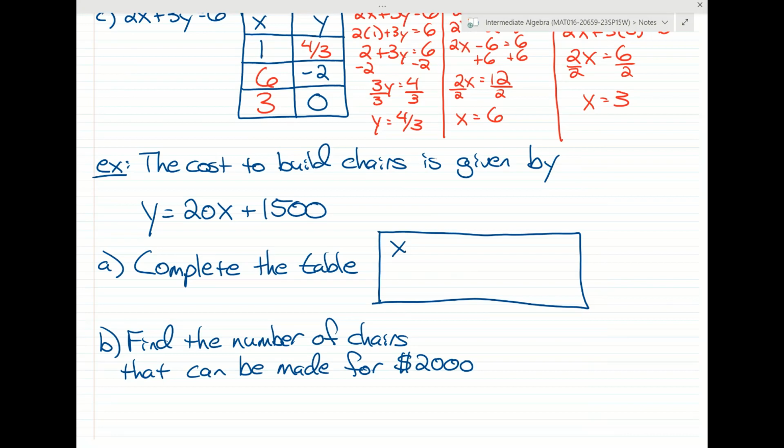My table is going to have an x and y, and then x is 100, 200, and then 300. And remember, y is the cost, and x represents the number of chairs. So this is similar to what we've been working on, except it's more of an application. We'll just replace x with 100, see what y is. Do the same thing with 200 and 300.